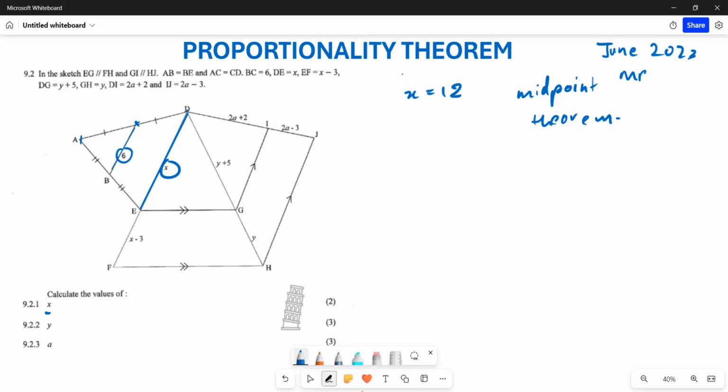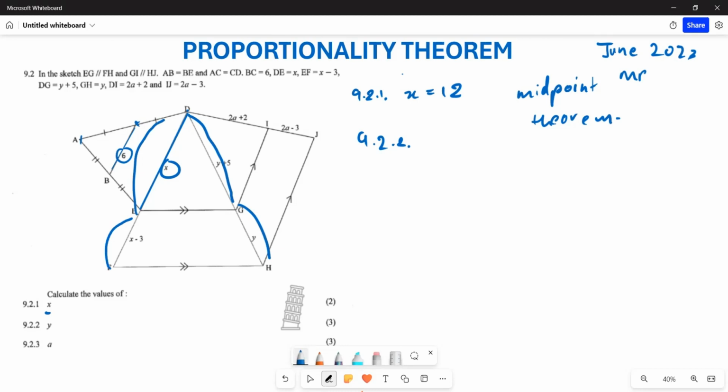Now, if you look at 9.2.2, what is it that you are going to do from here? In 9.2.2, what is given? They want you to find out what your Y is. How can we express our Y? Let's start here. We can express our Y using this part and also this part, or this part and also this part, or any of those, right?